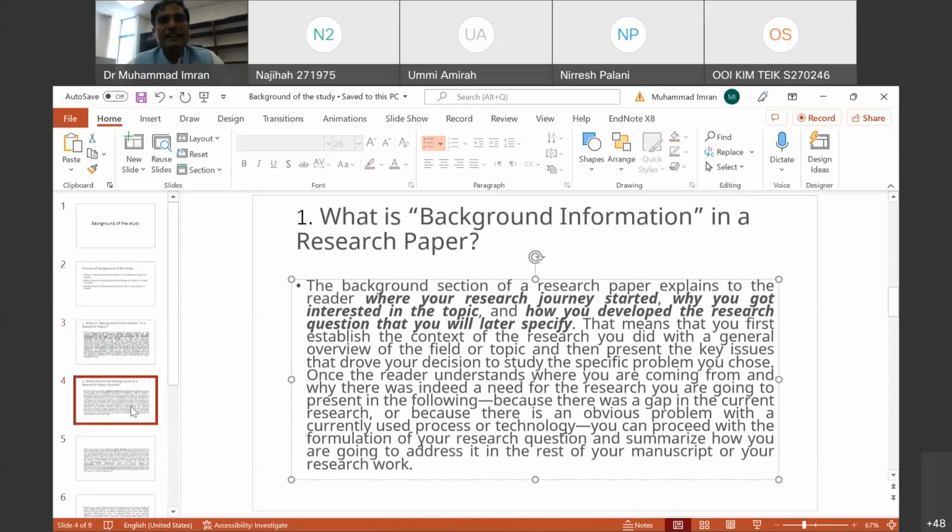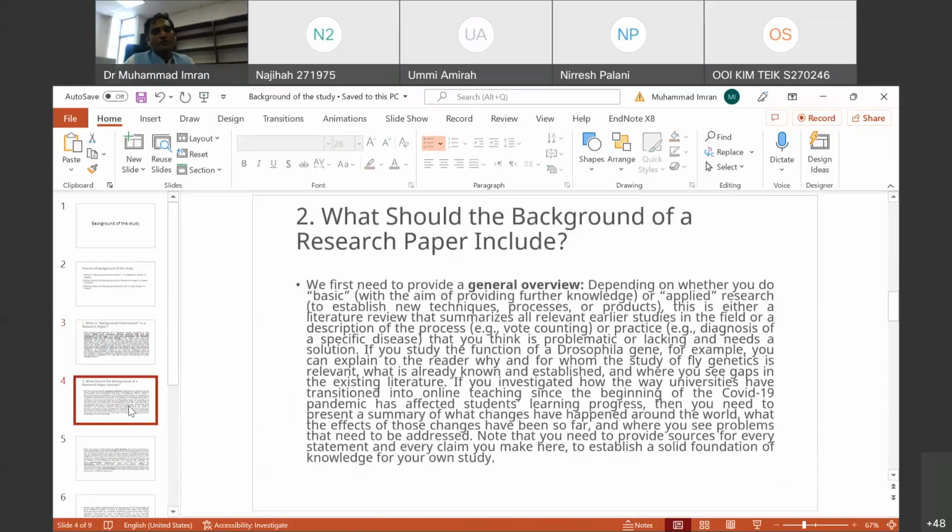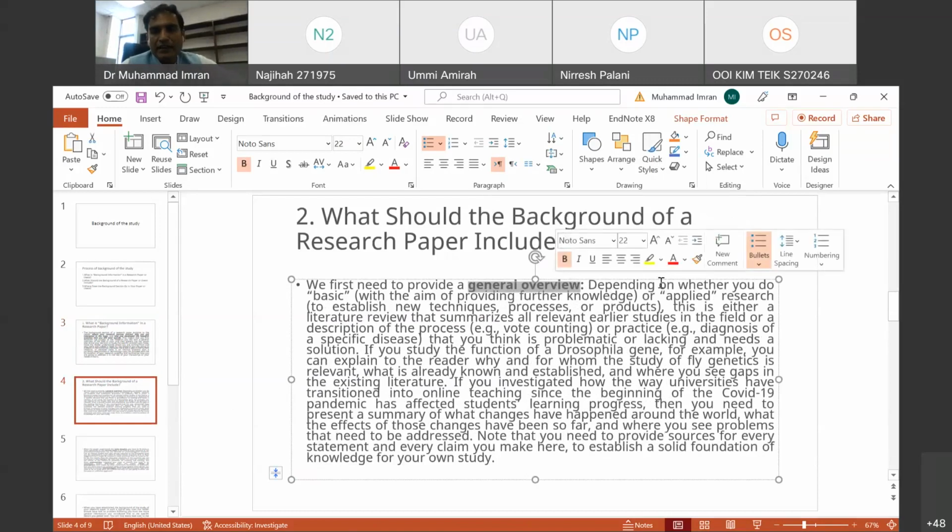Okay, the next slide is number two. What should the background include? First, you need to provide a general overview. Okay, let's discuss in detail. Depending on whether you do basic research with the aim of providing further knowledge or applied research to establish a new technique, process or product, you have to tell. This is either a literature review.